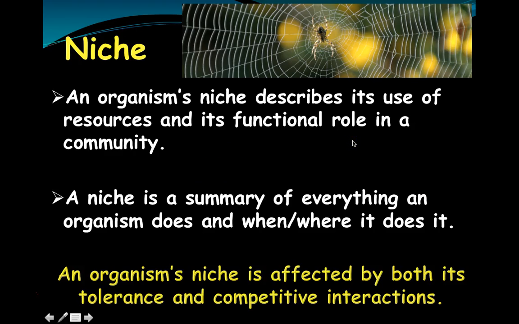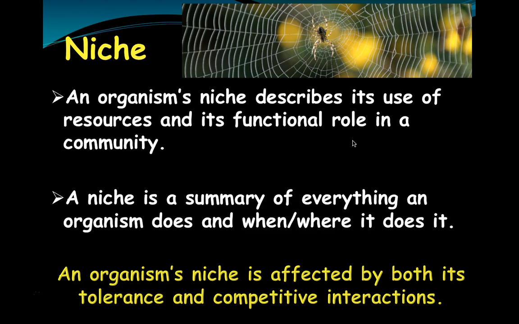Within each habitat, an organism needs to fulfill a role. Depending on the habitat that it's in, the role may change. We call this role a niche, and a niche describes the summary of everything an organism does in the habitat that it's in. An organism's niche can be affected by both its tolerance, which means how well it can adapt to changes, and the competitive interactions. So how high is competition in that habitat?